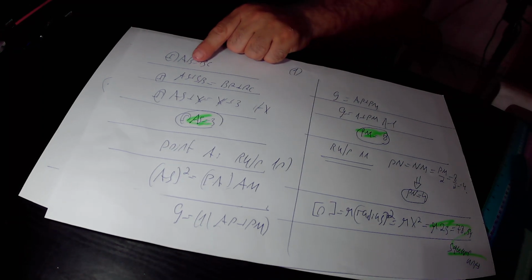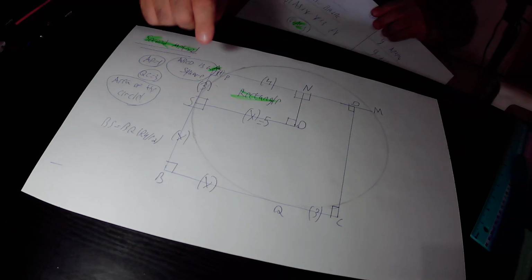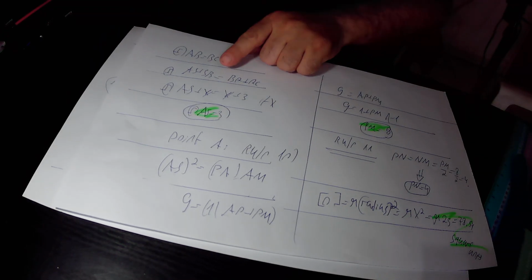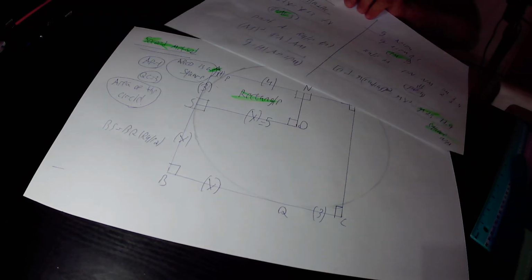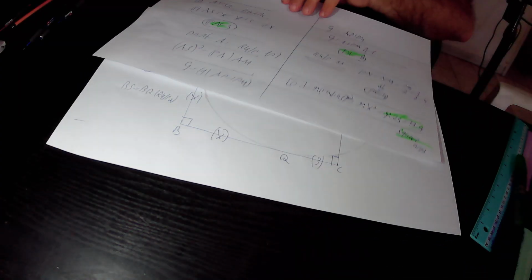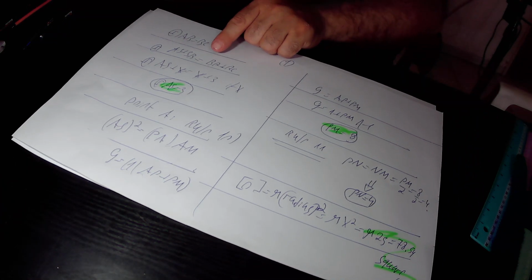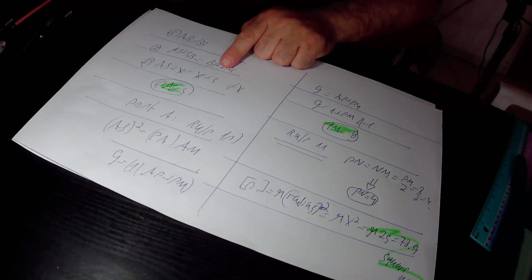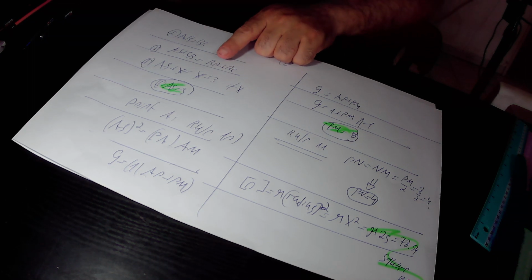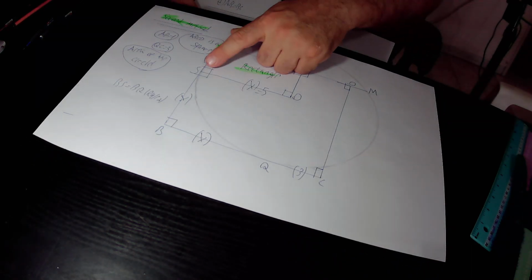AS is the missing side, so we leave it as it is. So AS plus SB. SB is x, and it equals BQ. BQ is also x. BQ is x plus QC. QC is 3. So in total, we found that AS plus x equals x plus 3. Here we substituted into equation 1, and finally found that AS equals 3 units in length.